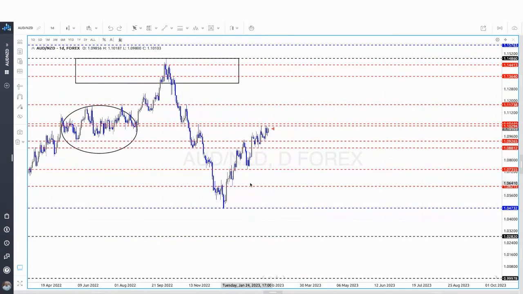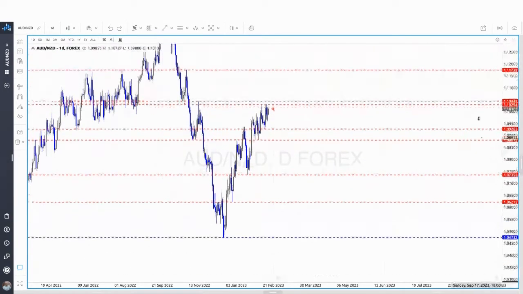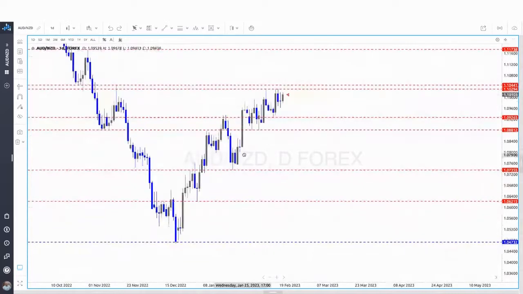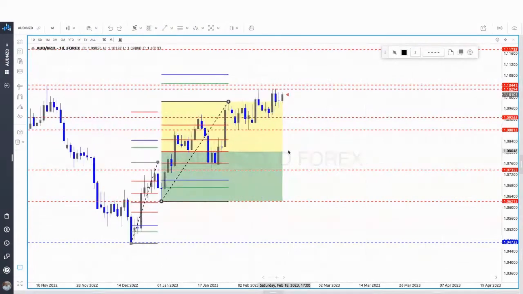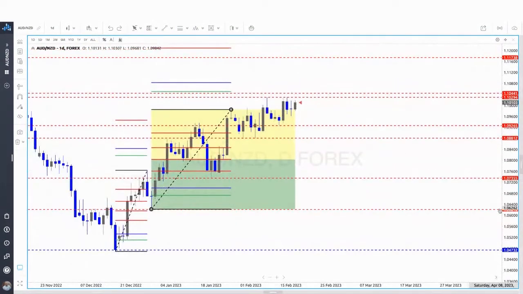So another way that we can look at this is taking these fibs out and just looking at our last impulsive move to the upside, which is here, right? Our last impulsive move to the upside. So in that last move, we want to grab our fib and run the fib from the low to the high, right? And lo and behold, what do we have?